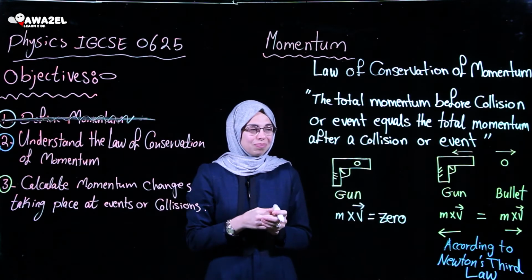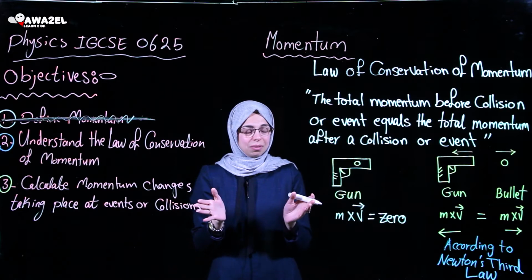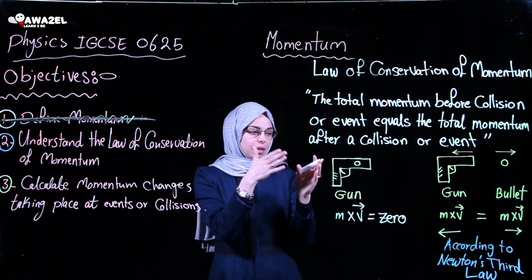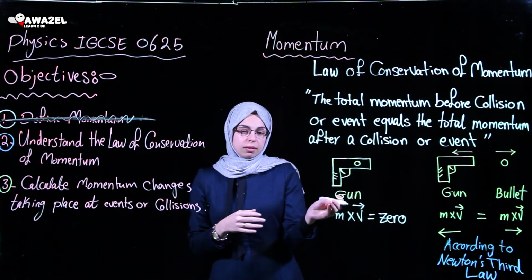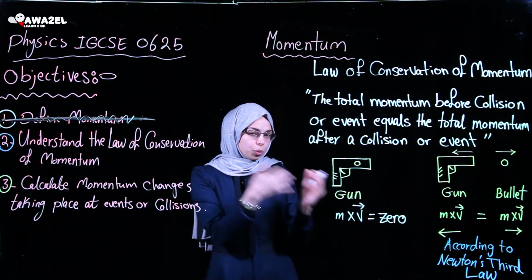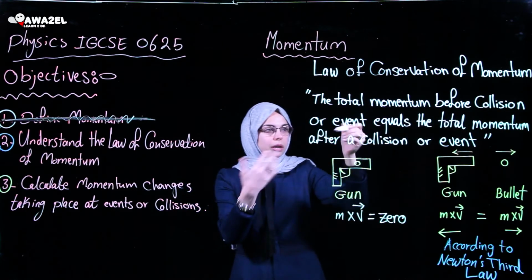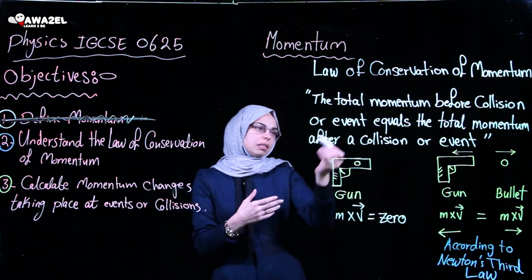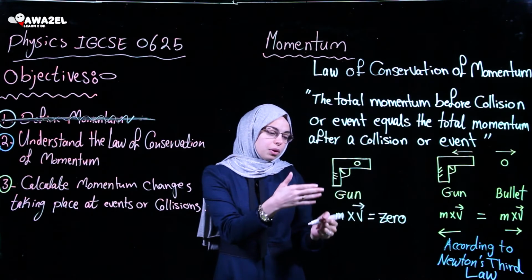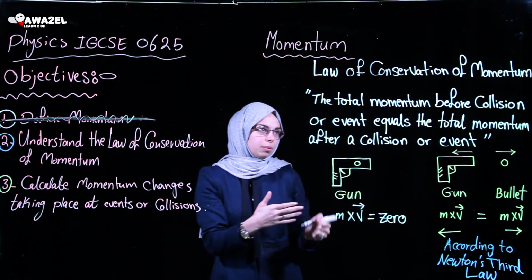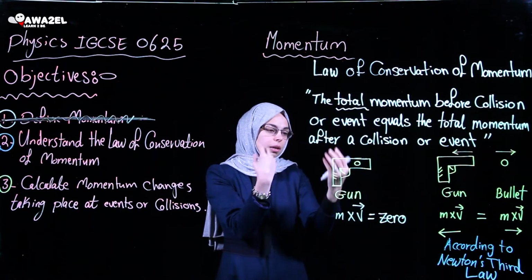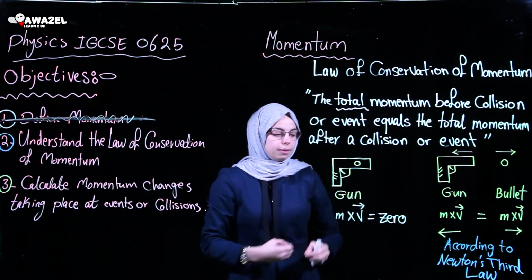And you would ask me, teacher, what does that mean? Well, to understand this, I want you to take a look at this example. If I have a gun and I have a bullet inside the gun, before shooting, which is the event, the event in this case is the shooting. Now, before shooting, what is the momentum of the gun and the bullet? Because I'm talking about total, I'm talking about the two objects here, the bullet and the gun.